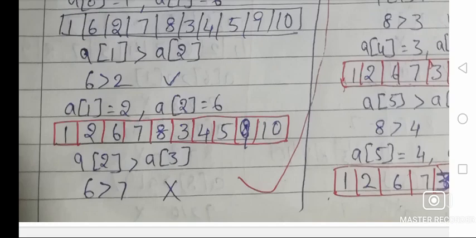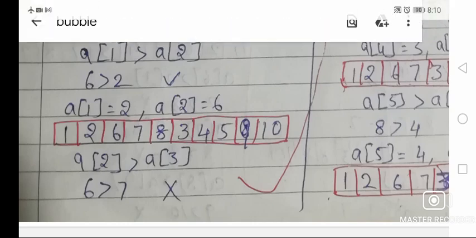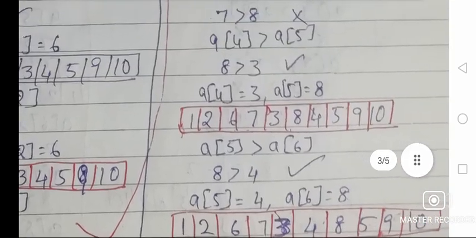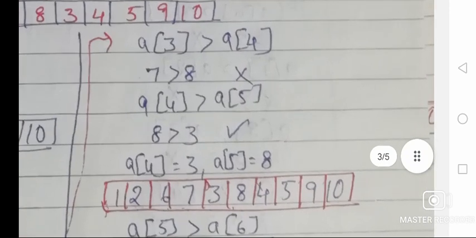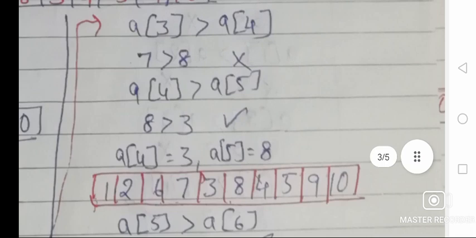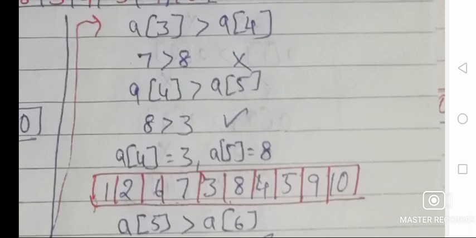Next it will increase the J value and check the condition. So this condition will fail. Again you are checking F3 greater than F4. Matlab 7, 8 greater than 8. So this condition will fail. And again you have to increase the J position and check the condition 8 greater than 3.